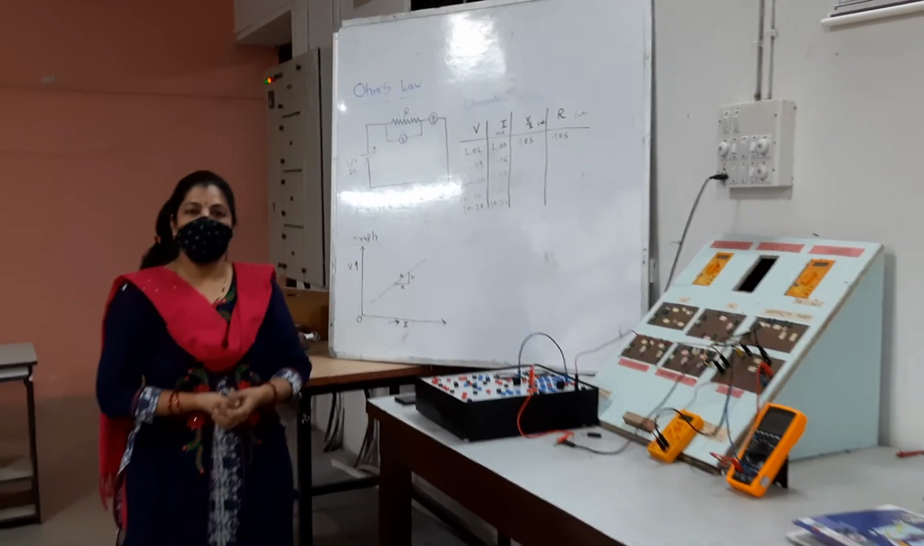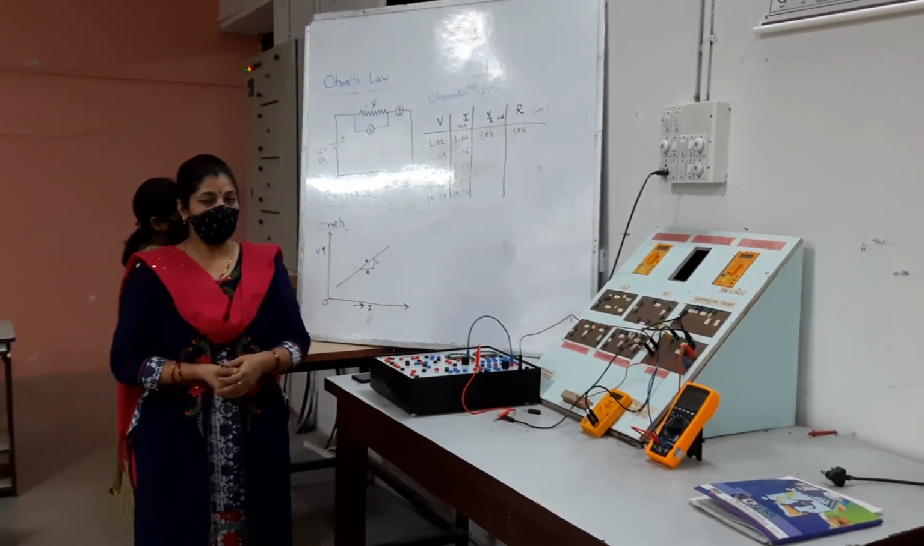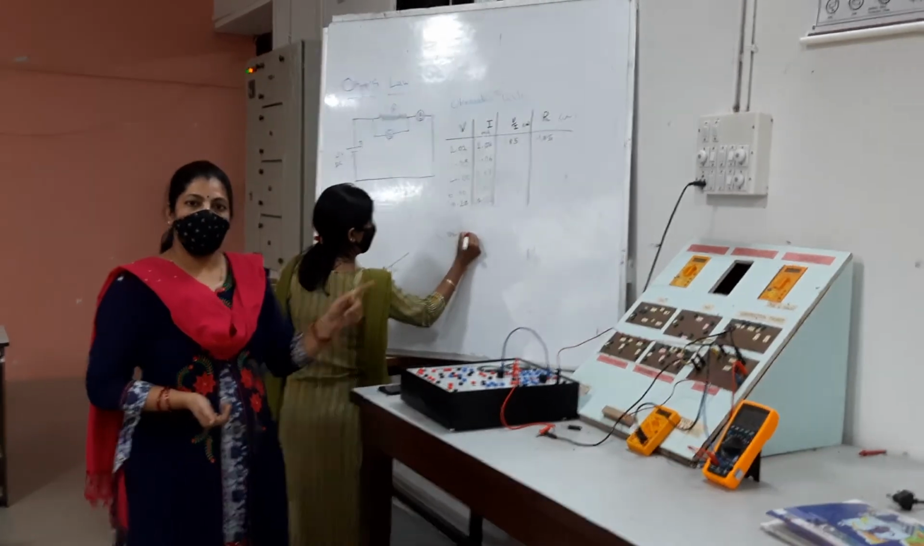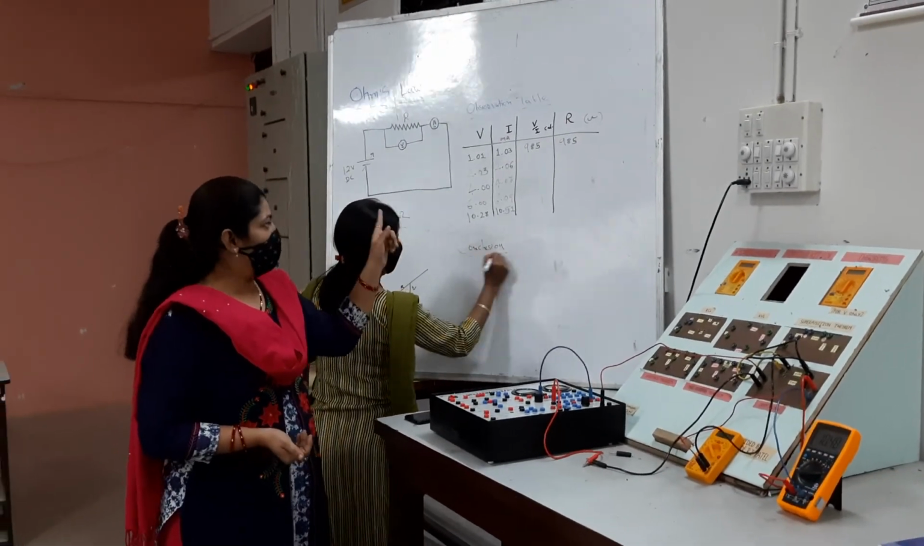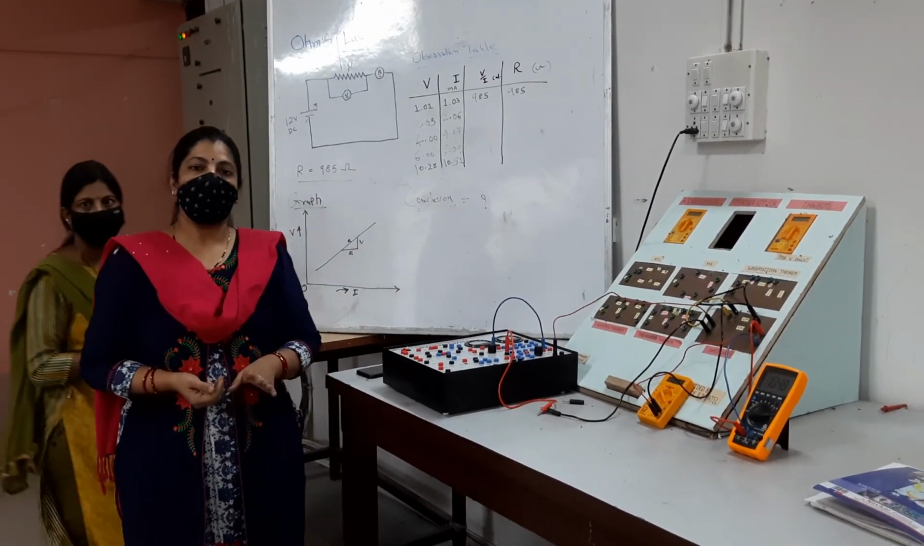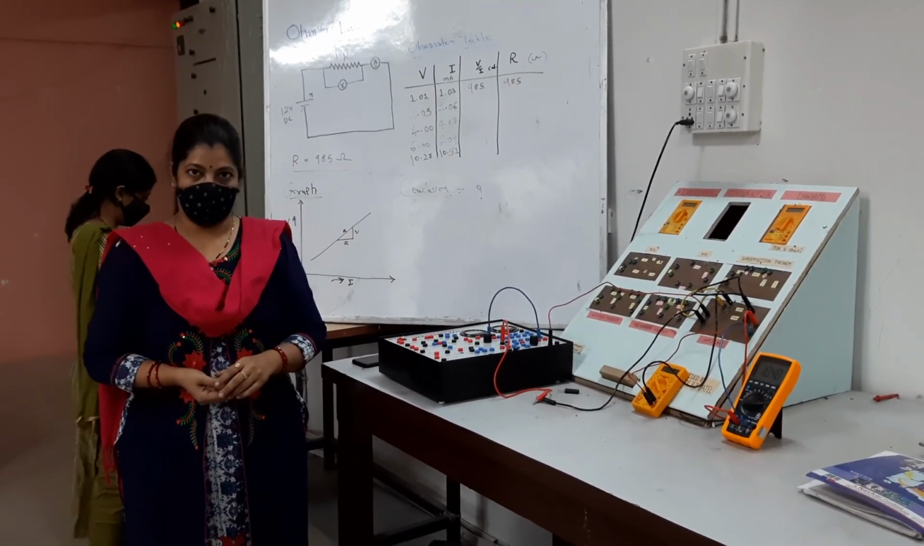So what can we conclude after performing the practical? We can conclude that any resistive element follows the V and I relationship as a linear relationship. That's why a resistive element is known as a linear element. Thank you.